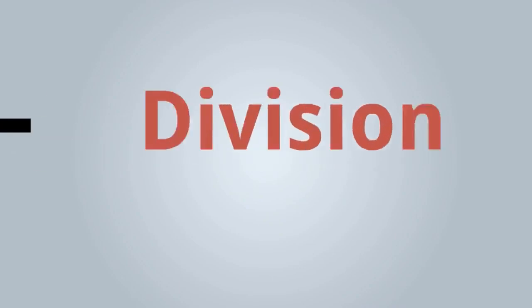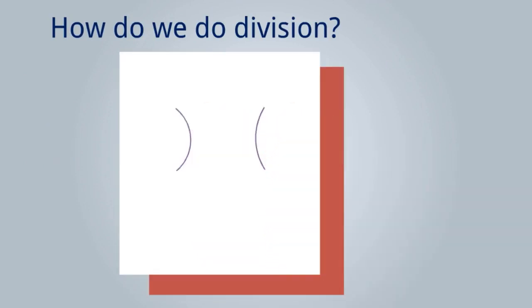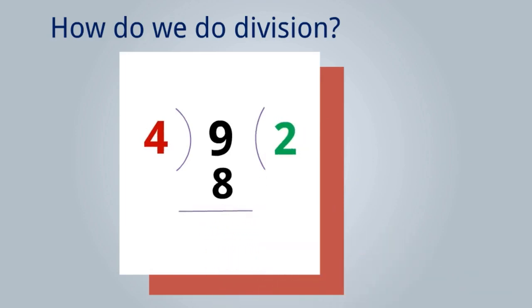So division, we all know division. How do we do division? That's 9 divided by 4. How do we write it? We just draw this and we write 9 here and 4 here. So 4 2s are 8 and 9 minus 8 is equal to 1. So we do the division in this way.